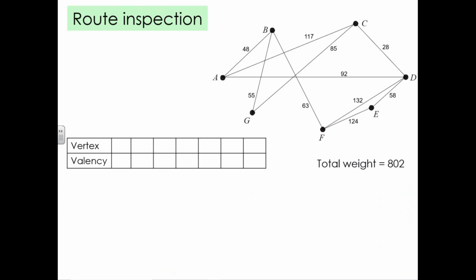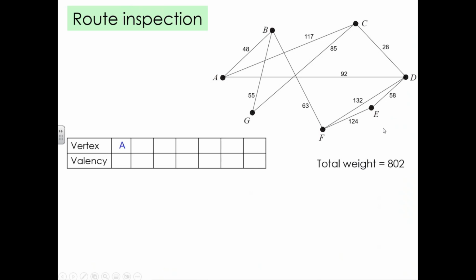The first thing to do is to identify the odd nodes in this network. So they do this via a valency table, or I tend to just label up on the actual vertex what the order is. But remember, the order is how many lines are coming out of that vertex.